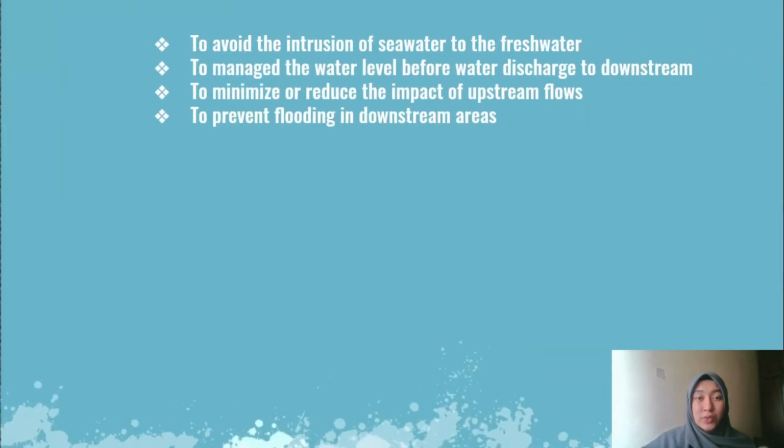Some of the purposes of sluice gate structure are to avoid the intrusion of seawater to the fresh water, to manage the water level before water discharge to downstream, to minimize or reduce the impact of upstream flows, to prevent flooding in downstream area. Normally, as we mentioned, the sluice gate, people will relate to the ship or the boat.